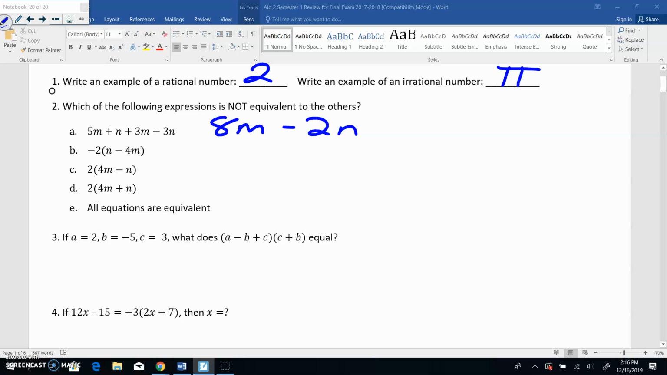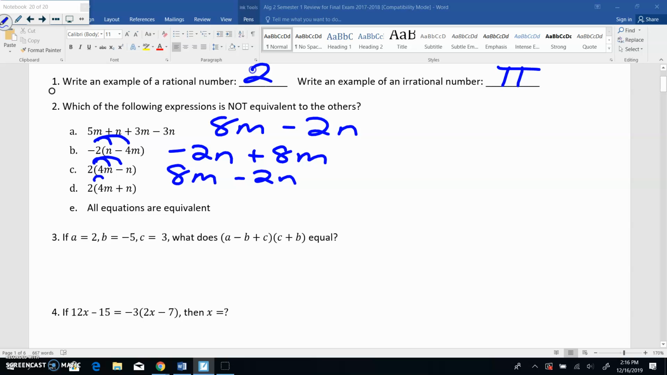Okay? Second expression looks like I have to distribute. So I go ahead and I distribute. All right? So, I have negative 2 times n, which is negative 2n. Okay? Negative 2 times negative 4m is positive 8m. All right? If I notice, both those first two are the exact same. Both have a positive 8m. Both have a negative 2n. Okay, next one, C. If I distribute the 2, 2 times 4 is 8, so I have 8m, and 2 times negative 1 is negative 2, so negative 2n. Okay, so far so good, everybody's the same.